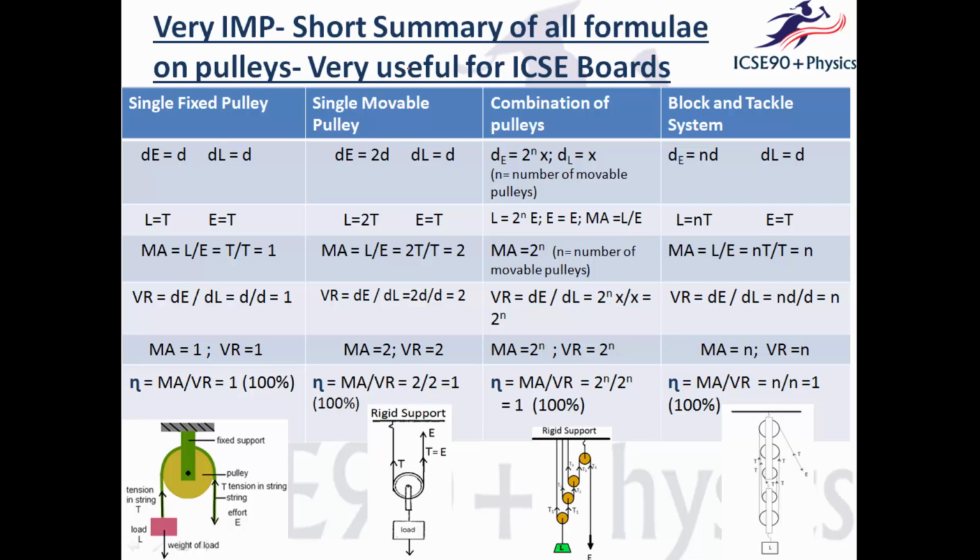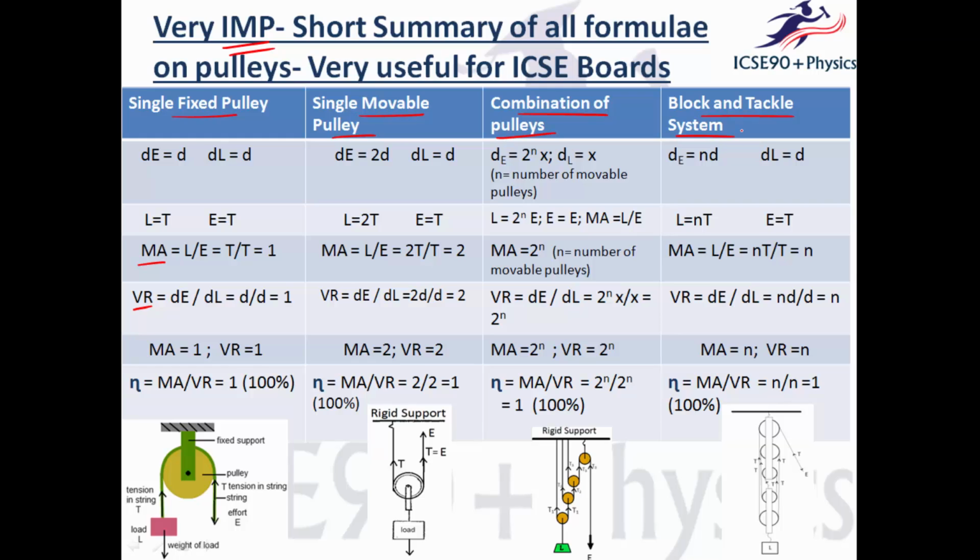So this is the table that we've been talking about. It's a very important table. It's going to summarize the difference in the values of the mechanical advantage and the velocity ratio for various types of pulleys that we've explored throughout this chapter. That is a single fixed pulley, a single movable pulley, a combination of pulleys, and the block and tackle system.